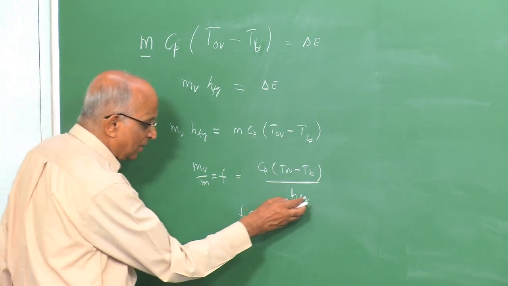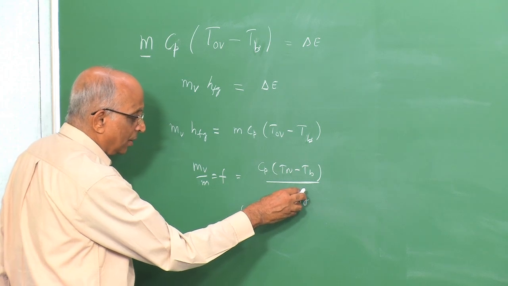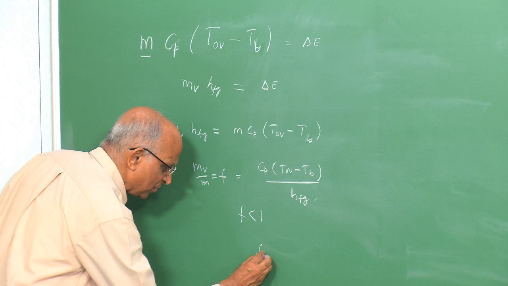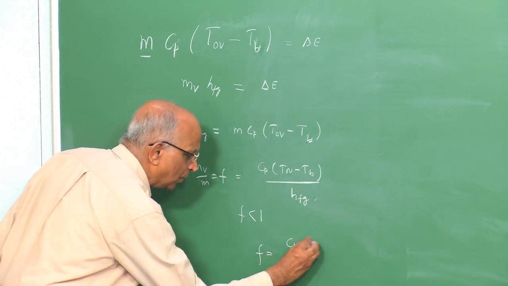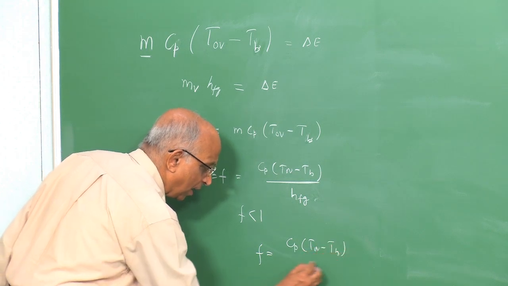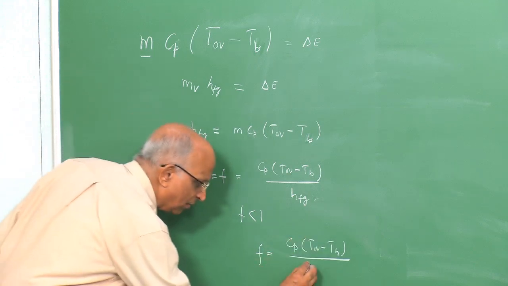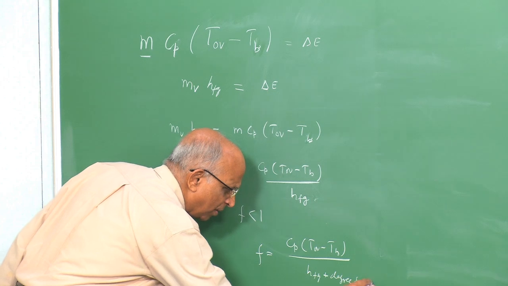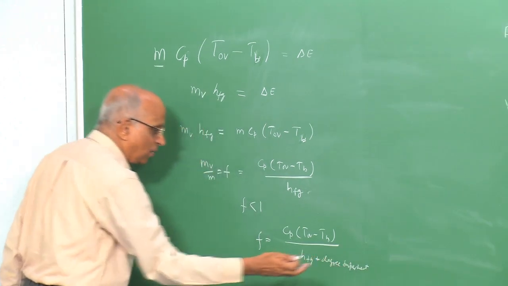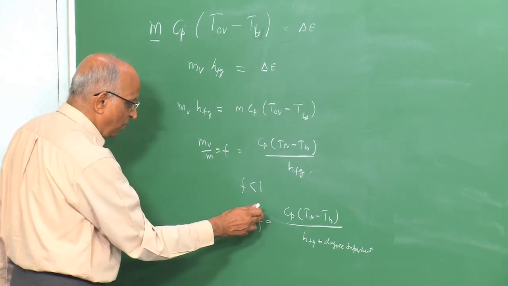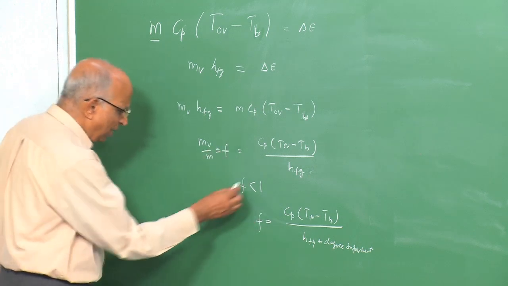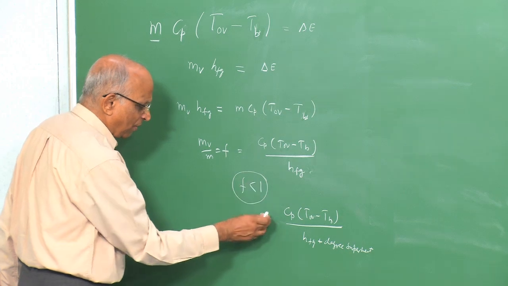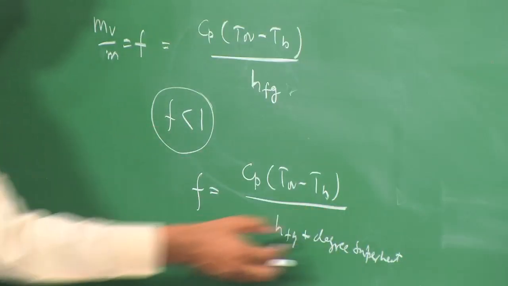In that case, what happens is the water, instead of forming vapor which is saturated, I also have to take into account, like F is equal to the value of Cp into T overheated minus the boiling temperature at atmospheric pressure, divided by hfg, into the degree of superheat. That means I still form vapor, and this vapor has an even higher volume, and therefore the type of pressure wave which is generated is even higher. I think we'll have to look at under what conditions F is equal to 1, F should be less than 1, or F cannot be greater than 1, in which case I have a degree of superheat.